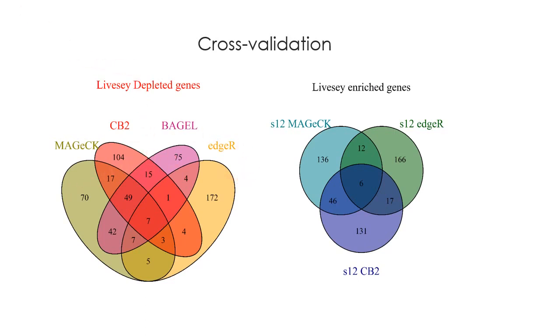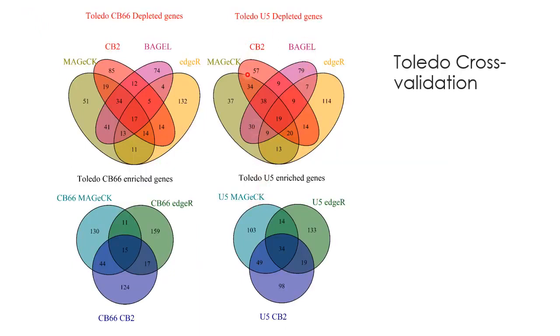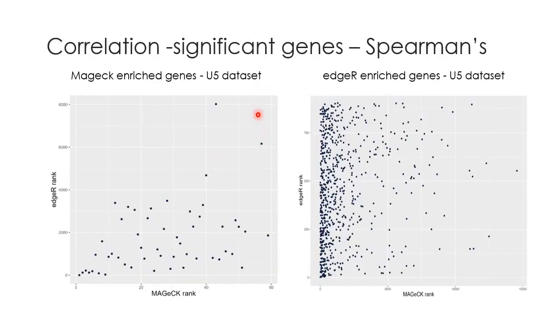This is also the case with Toledo data, with one exception. MAGeCK and CB2 has highest overlap in U5 dataset. So this correlation can also be observed with ranks attributed by each algorithm. These are the plots for significantly enriched genes by MAGeCK and EDGE R operating on U5 dataset. These rankings are attributed by EDGE R and MAGeCK for these genes. You can see that EDGE R agrees with MAGeCK's ranking, but the converse is not true.